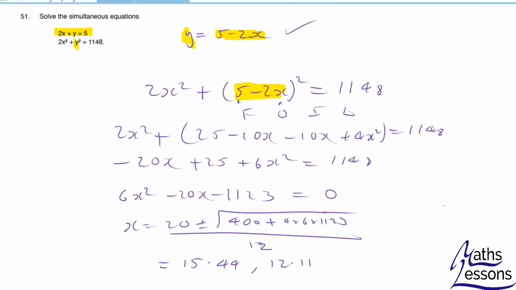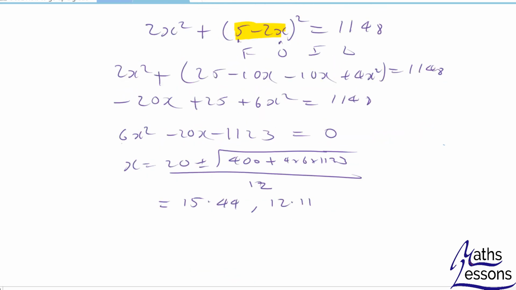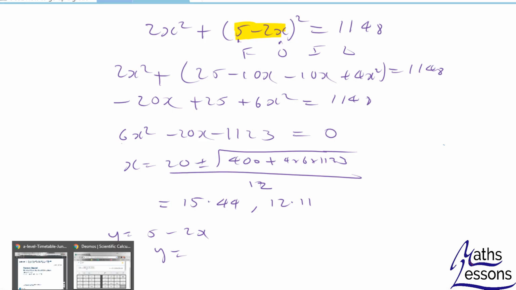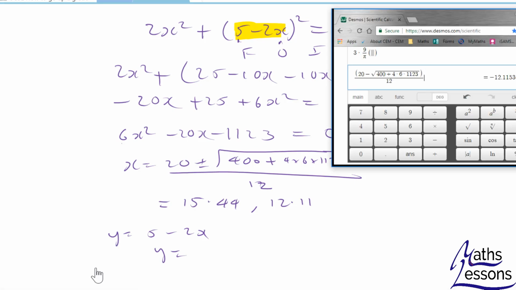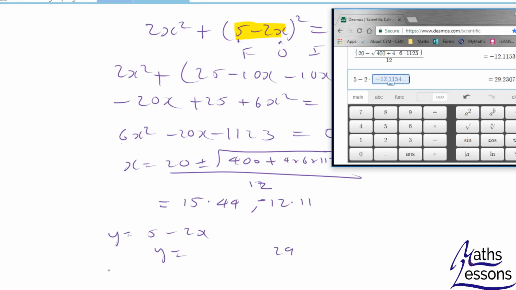Now I need to find the y values because what was y equal? y was equal to 5 minus 2x. So therefore y will equal, using this, I'm going to put my answer in, and I'm going to put 5 minus 2 times answer, which gives me 29 when it's minus 12. So y equals 29.23.